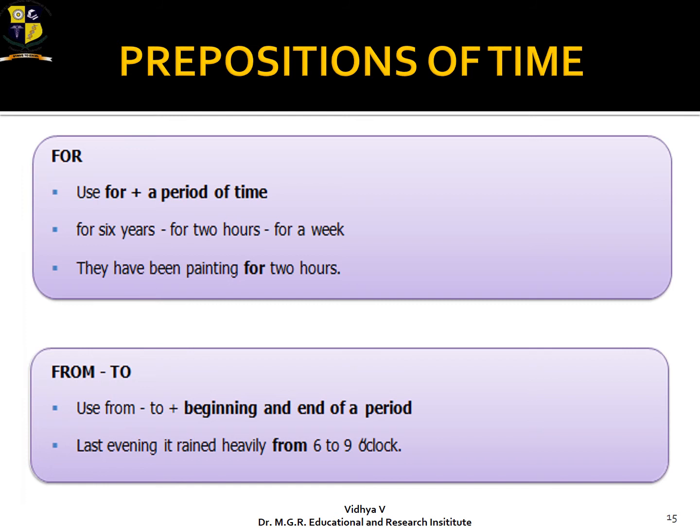From and to. We use from and to say the beginning and end of a period. So last evening it rained heavily from 6 to 9 o'clock.